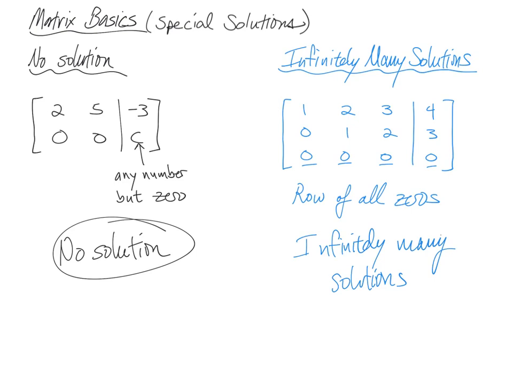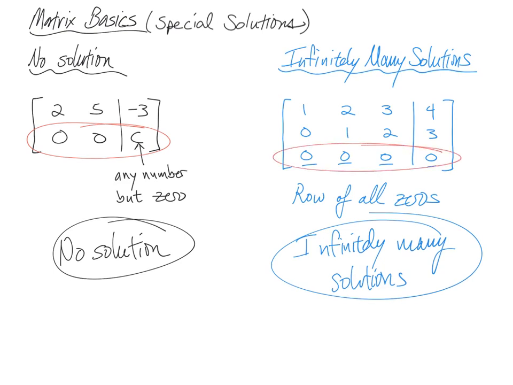So you have to be on the lookout for these 2 types of rows. All zeros and the last number is not 0, and all zeros. All right, let's take a look at some examples for real.